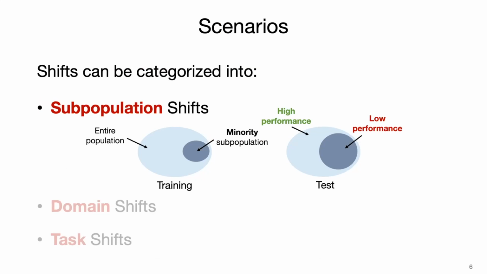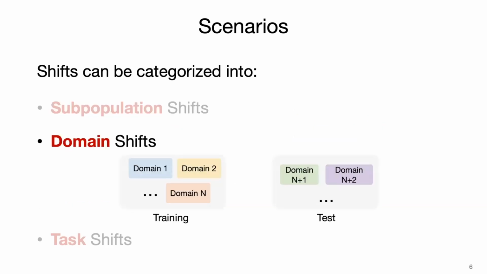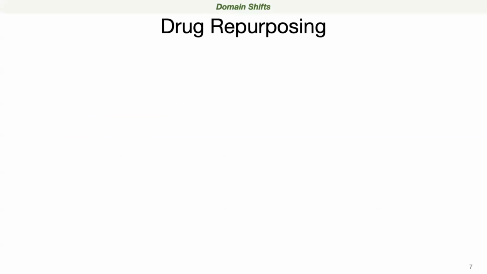Okay, in the subpopulation shift, we care more about the performance on these minority populations. Most of these samples are actually drawn from the same domain when we only care about subpopulation shifts. And in domain shifts, we care about the performance where we train the model on a bunch of training domains, and then we aim to generalize this model to unseen new domains. So domain shifts happen widely in real-world scenarios.